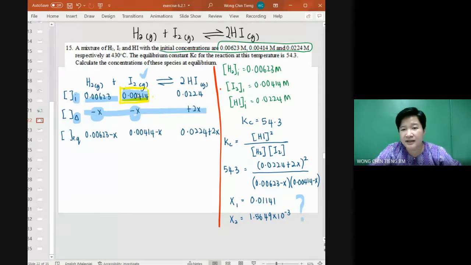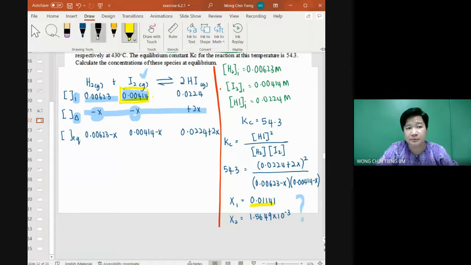Kalau iodine yang saya ada hanya bermula dengan 0.004. Saya ada 0.004, tapi x pertama adalah 0.01. Logik tak yang berubah tu jauh lagi tinggi berbanding yang saya ada? Tak logik, betul? Alright, so your x1 is not acceptable.